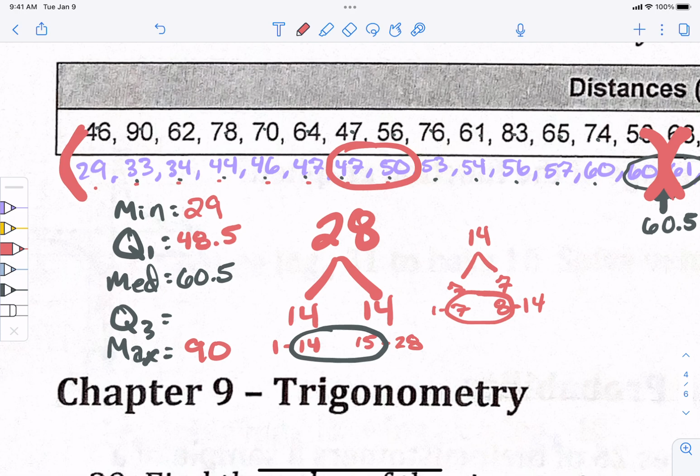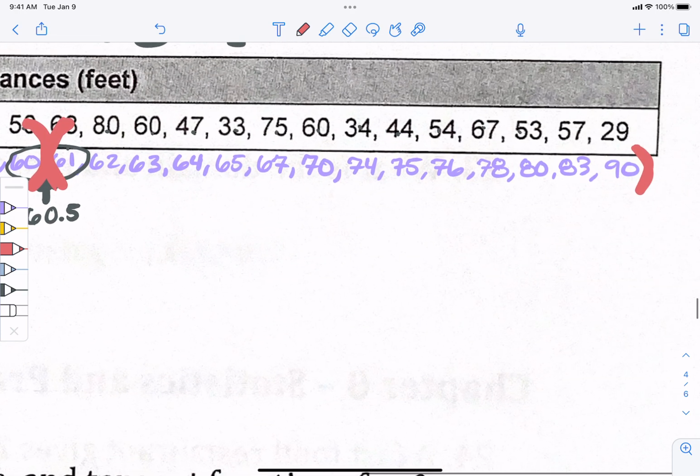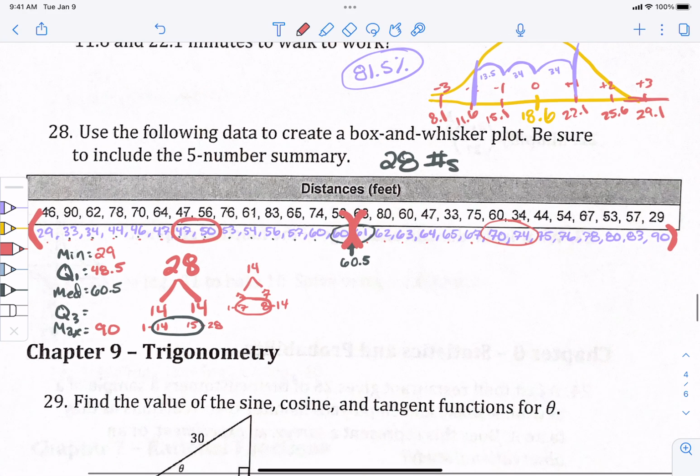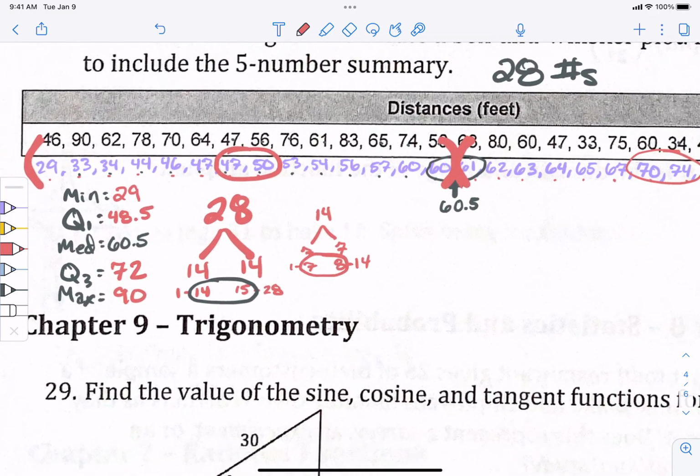All right. Then the second half of the data, it's going to be between the 7th and 8th number there as well. So 1, 2, 3, 4, 5, 6, 7, 8. Between 70 and 74. What's halfway between 70 and 74? 72. If you don't know that already, add them up. 70 plus 74 divided by 2 is 72. And now there are our numbers.